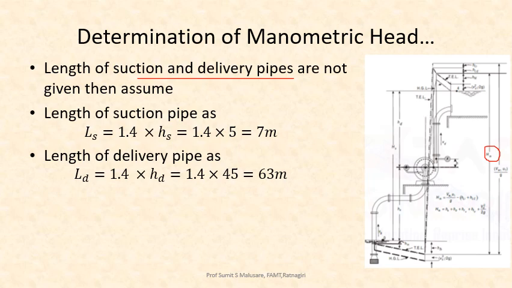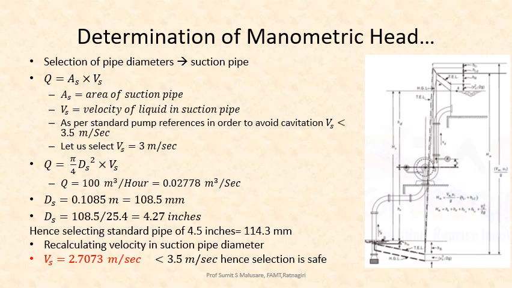Length of the suction and delivery pipe. Generally we can assume the length of the suction pipe to be 40% greater than the static head, otherwise it is given. If given, then assume those values; otherwise make it 40% greater than the static head. So 1.4 into 5, that is 7 meters, is the length of the suction side. For the delivery pipe I have assumed 1.4 into HD, which is 1.4 into 45, that comes out to be 63 meters.